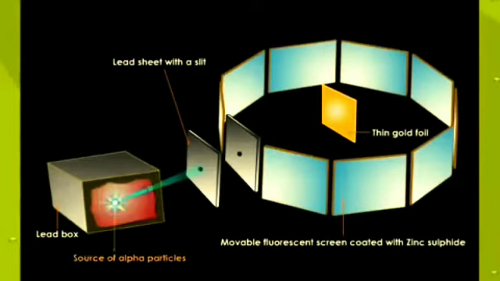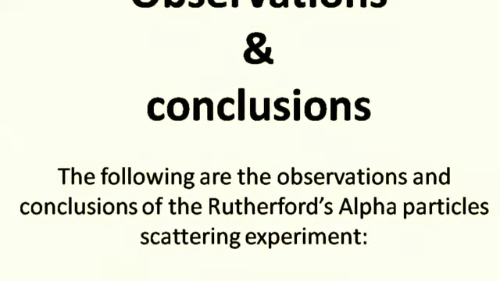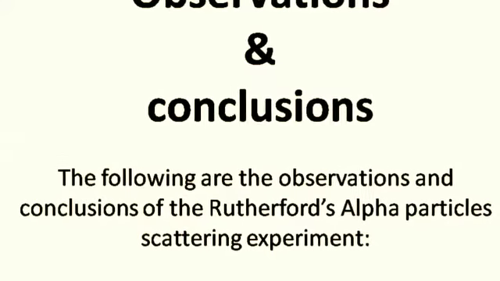Rutherford took a very thin gold foil and bombarded alpha particles. These alpha particles were released from radioactive substance, polonium. These alpha particles passed through gold foil and were made to strike the zinc sulfide screen. You can see in the diagram, polonium is taken as the radioactive substance. Following are the observations and conclusions of the Rutherford's alpha particle scattering experiment.